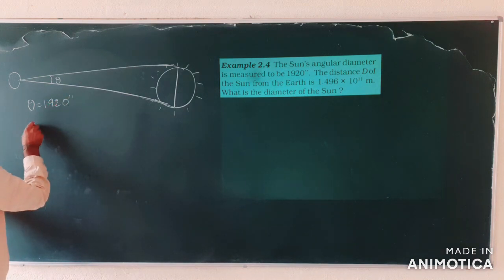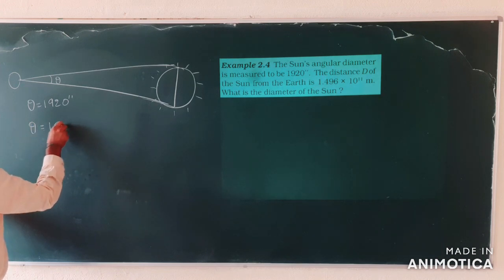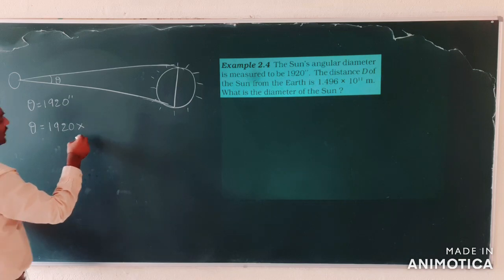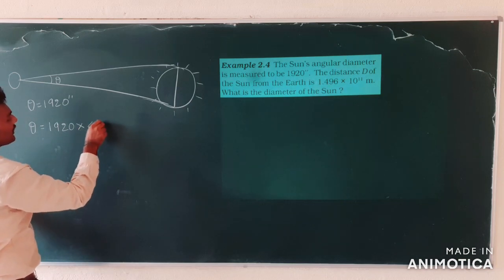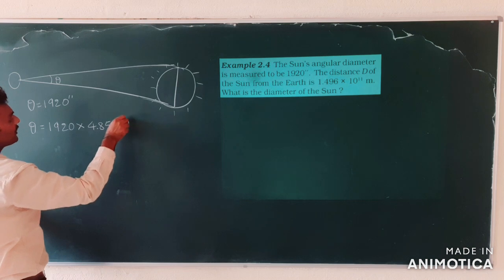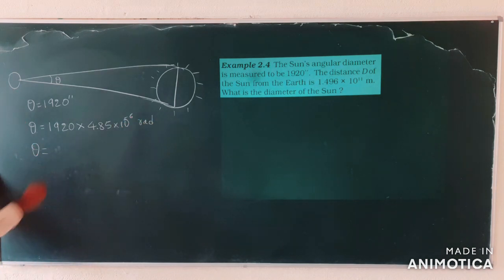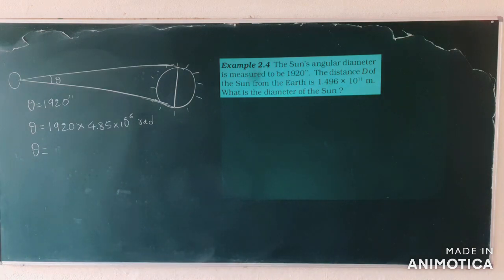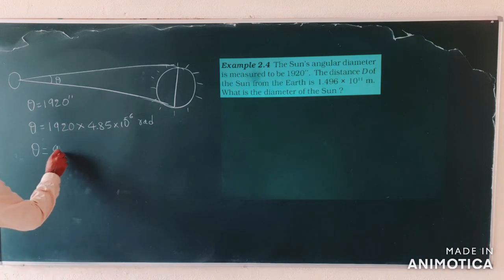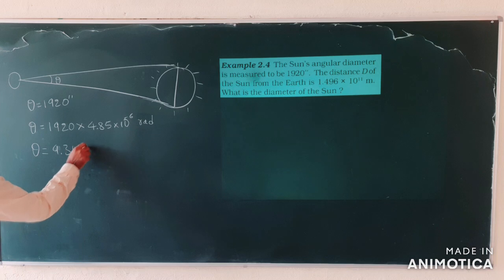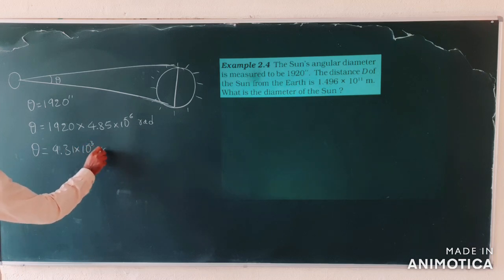Again we need to convert it from seconds to radians. I have to put the conversion factor, which is 4.85 into 10 to the power of minus 6 radians. Make use of a calculator and hence we'll get the value of theta expressed in radians, given by 9.31 into 10 to the power of minus 3 radians.